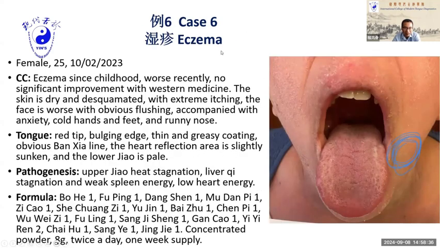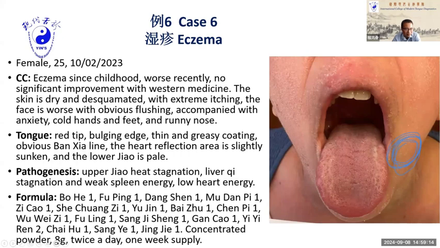This case is an eczema patient. You can see her face is red, painful, itchy, with flakes dropping. The tongue is red, with a line we call 半香兰. So I gave herbal treatment, and the judgment is heat stagnation, liver qi stagnation, weak spleen energy, and lower heart energy.